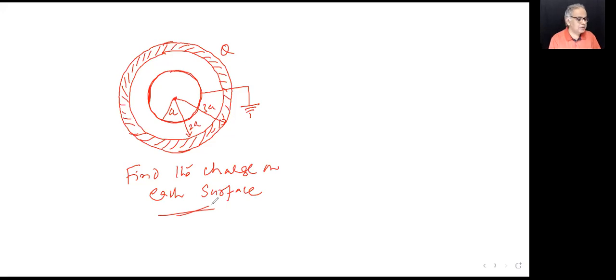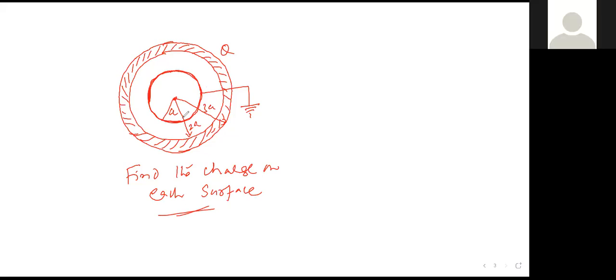The whole idea is this. The starting point will be this. Once you ground it, the potential of this will be 0. So you need to make the potential 0. For that, you need to understand how to put the charges. Do you follow?